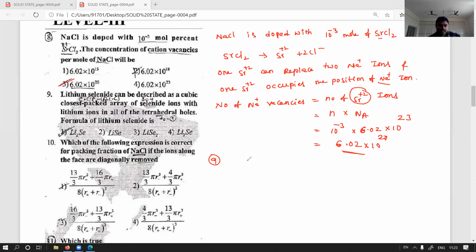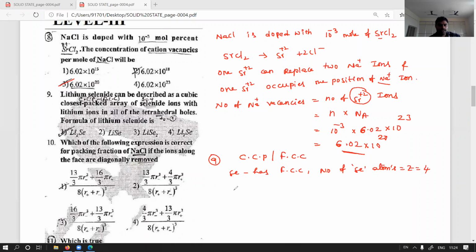Lithium selenide can be described as a cubic close packing structure, CCP, which is also called the FCC crystalline structure. The selenide ions are arranged in an FCC structure with lithium ions in all the tetrahedral holes. Since the selenide ions have an FCC structure, the number of selenium atoms is Z = 4.